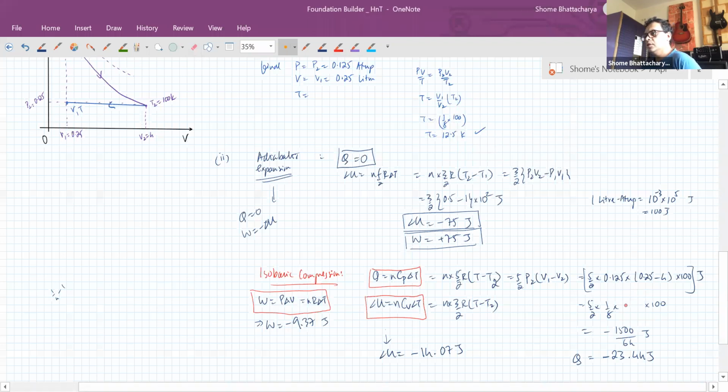This factor here, please note down, people. It should be minus 15 by 4 instead of 3 by 4. So this whole factor will get multiplied by 5. So this will become, okay. So just a minute, I'll put up the correct values. Become minus of 117.19 joules.